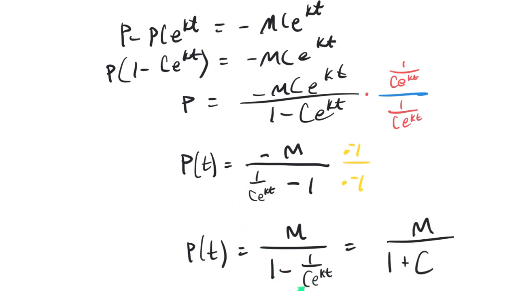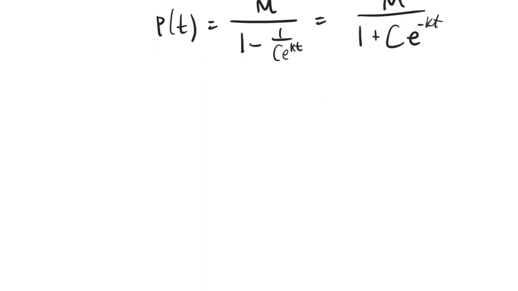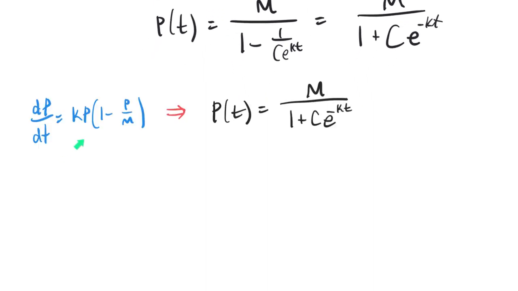And then C can be positive or negative. It can be any constant, so we might as well just rewrite it as C instead of being in the denominator. But e to the kt is in the denominator unless we change the exponent's sign to e to the negative kt. And there we have it. The solution to this logistic differential equation is given by this expression.